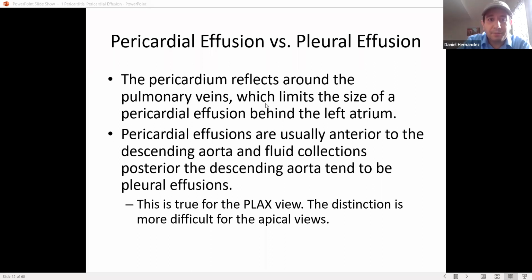So the pericardium reflects around the pulmonary veins, which limits the size of the pericardial effusion behind the left atrium. Pericardial effusions are usually anterior to the descending aorta, and fluid collections posterior to the descending aorta tend to be pleural effusions. This is true of the parasternal long axis view.